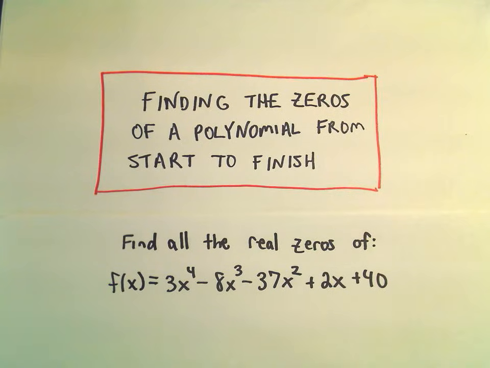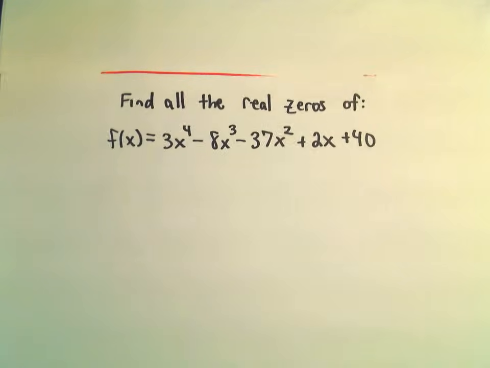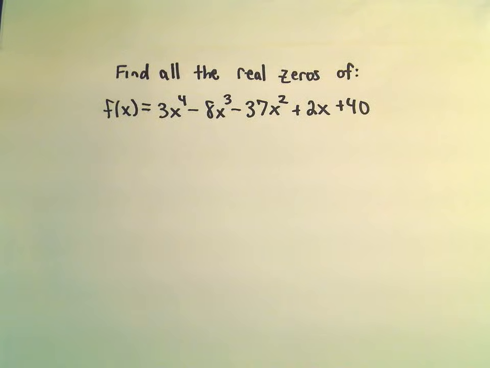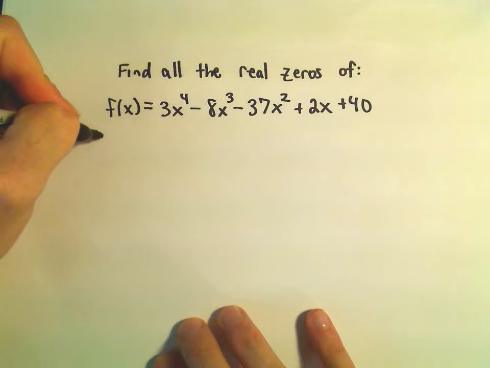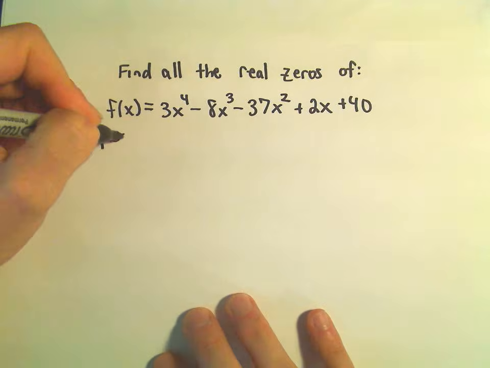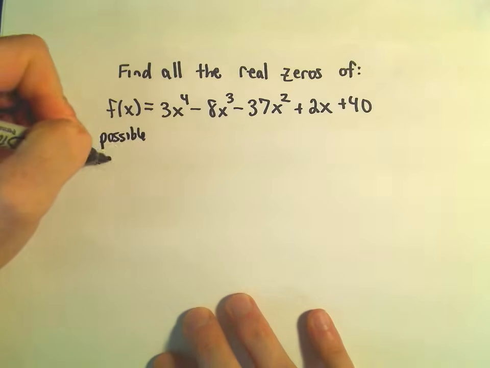Okay, in this example we're going to find all the real zeros of this polynomial: 3x to the fourth minus 8x cubed minus 37x squared plus 2x plus 40. And again, the way I'm going to tackle the problem is, first off, I'm going to list all the possible rational zeros.